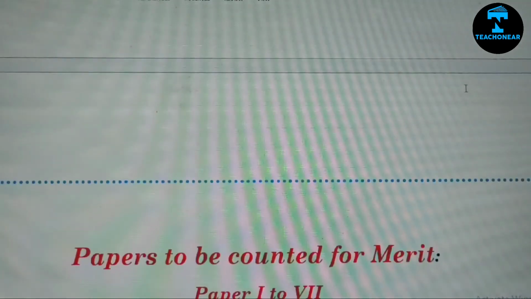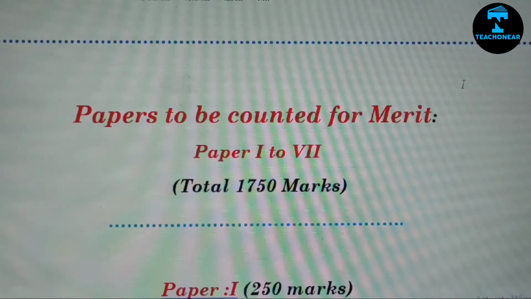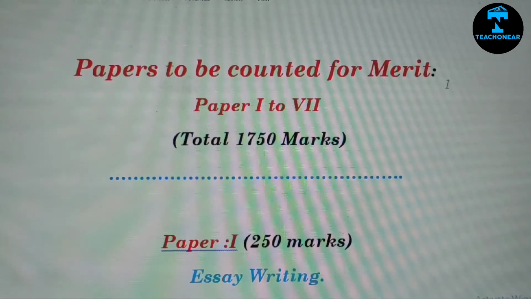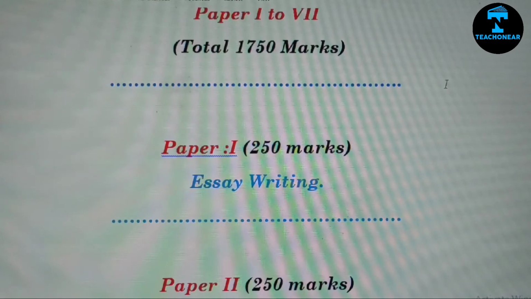And now come to the main papers, that is, papers to be counted for merit. The papers which are counted for the final merit are paper 1 to paper 7, and the total is 1750 marks. Come to paper 1. Paper 1, 250 marks each paper. So paper 1, 250 marks. This is essay writing. Questions will be asked from essay writing.